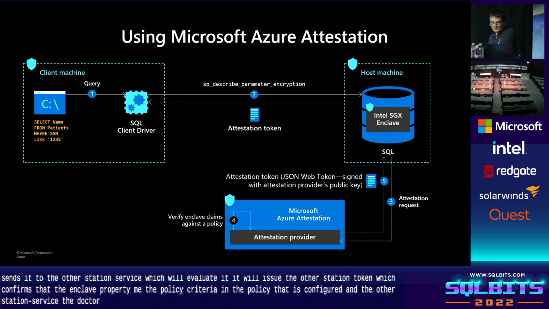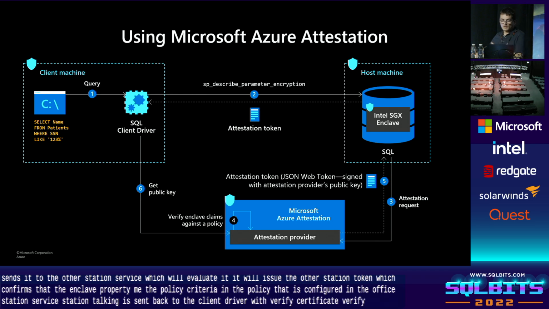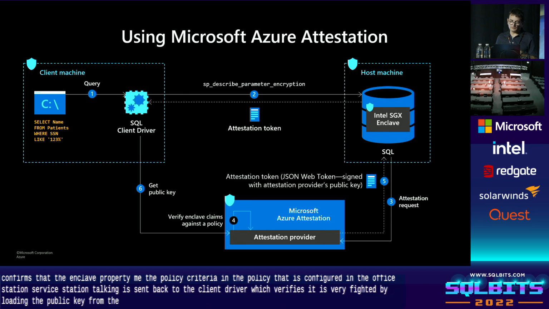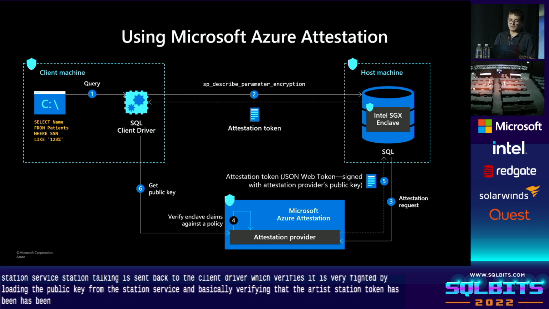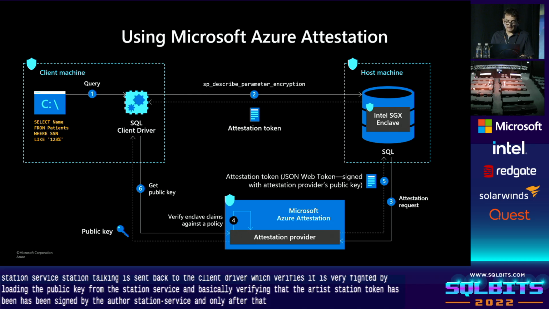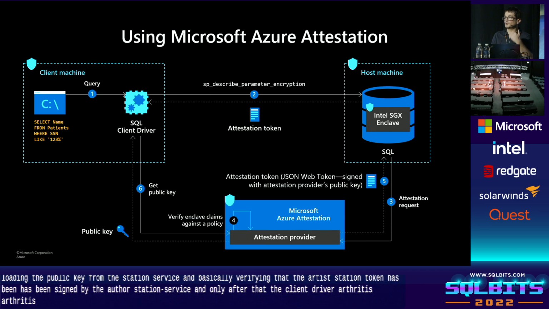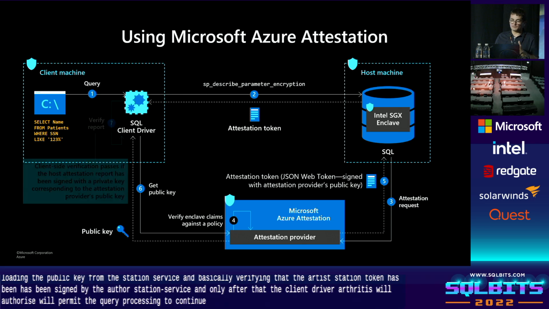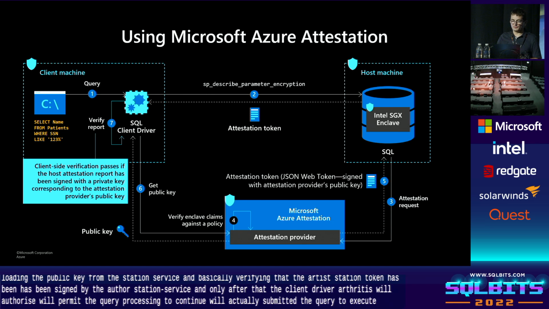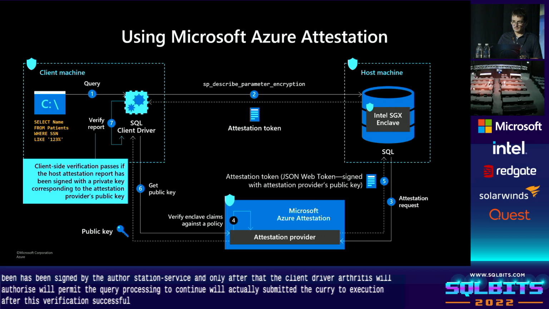That attestation token is sent back to the client driver, which verifies it. It verifies it by loading the public key from the attestation service and verifying that the attestation token has been signed by the attestation service. Only after that will the client driver permit the query processing to continue, and actually submit the query to execution after this verification is successful, okay? Does that all make sense? Okay.